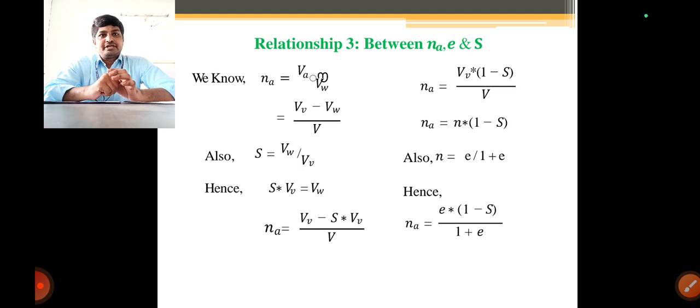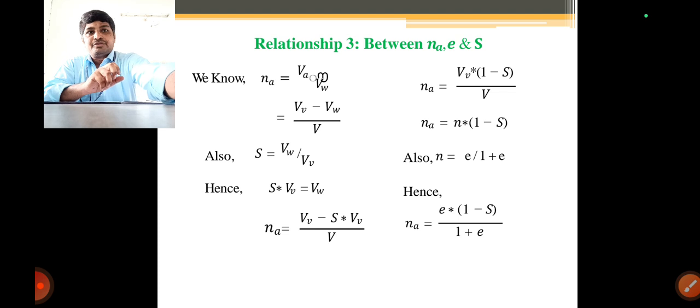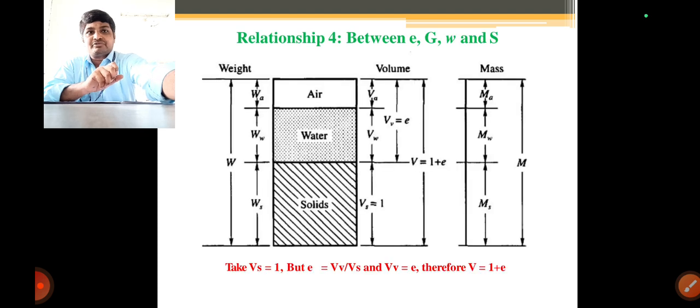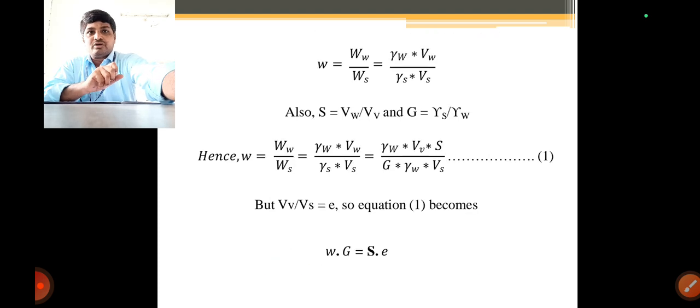Now coming to relationship 3, between Na, the total percentage of air voids, void ratio, and the degree of saturation. By derivation, we get the relationship between water content w, capital G, S, and e: wG is equal to capital S into e. That is the relationship between water content, specific gravity, degree of saturation, and void ratio.